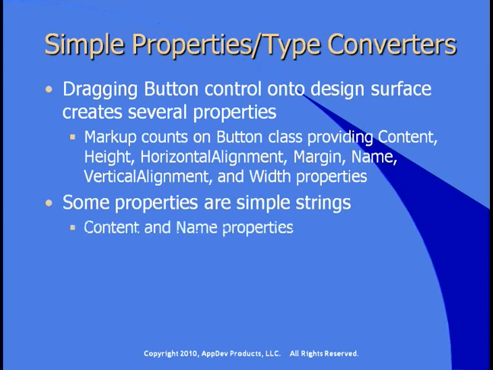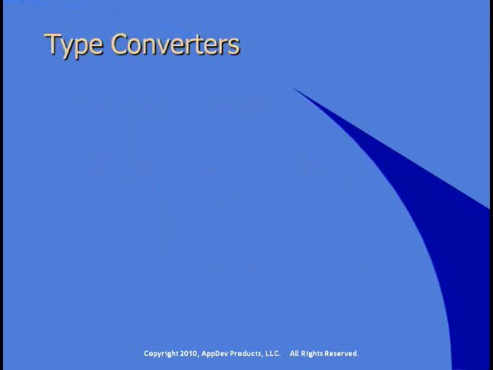Now, some properties are just simple strings. For example, the content and name properties of the button were just strings, like button1 or click me. But others are more complex. Let's think about those, the ones that require some extra effort.